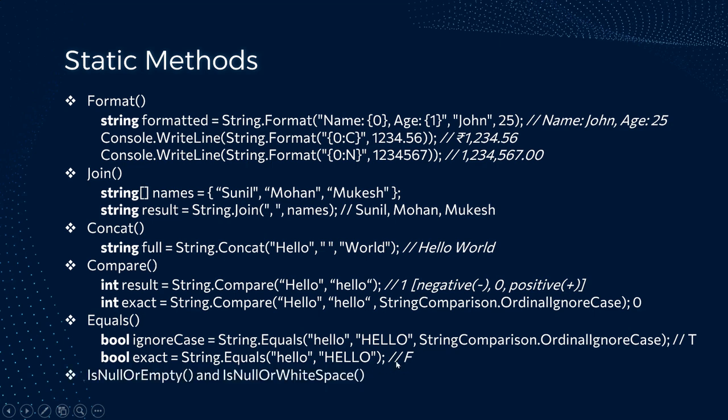We have other methods like IsNullOrEmpty and IsNullOrWhiteSpace. So here basically it checks whether the string is null or empty, or the string is white space, null or white space along with empty. So let's quickly jump into Visual Studio and look at all these things in action.